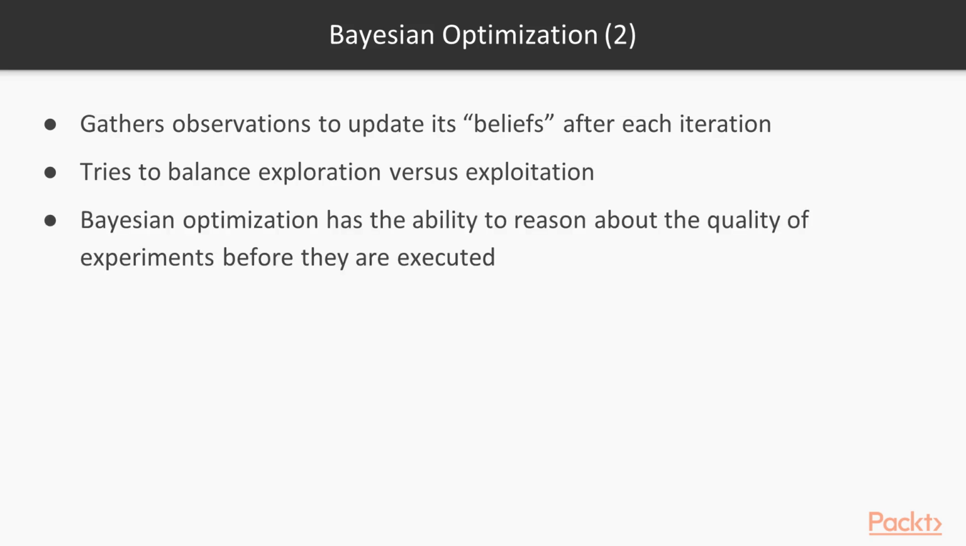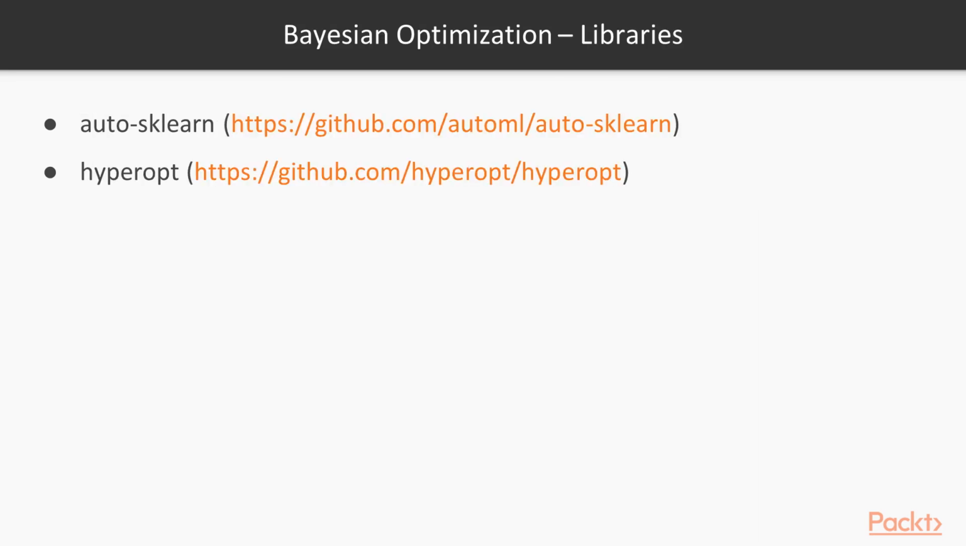To sum up, Bayesian optimization has the ability to reason about the quality of experiments before they are executed, and this is a really powerful trait. Here I list 2 Python libraries that perform Bayesian optimization. I've used Auto-sklearn in the past. Another library is Hyperopt.